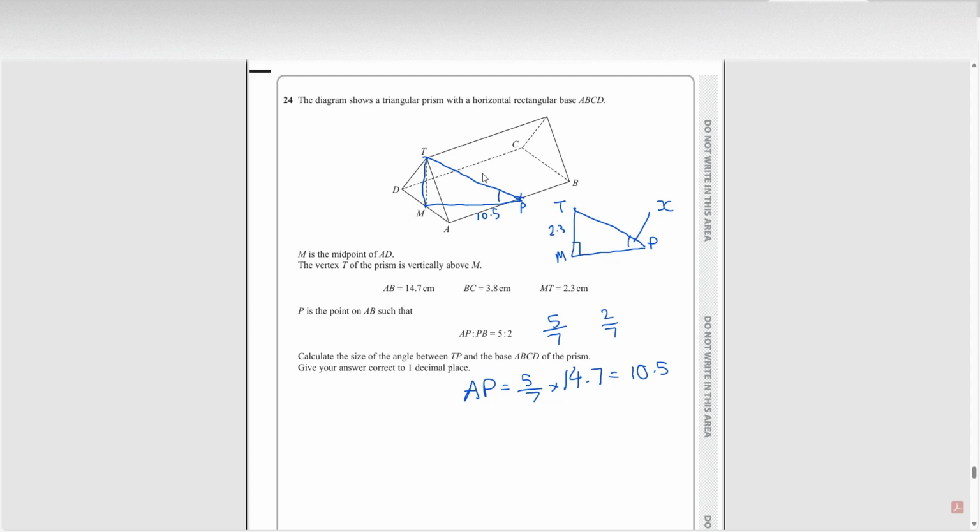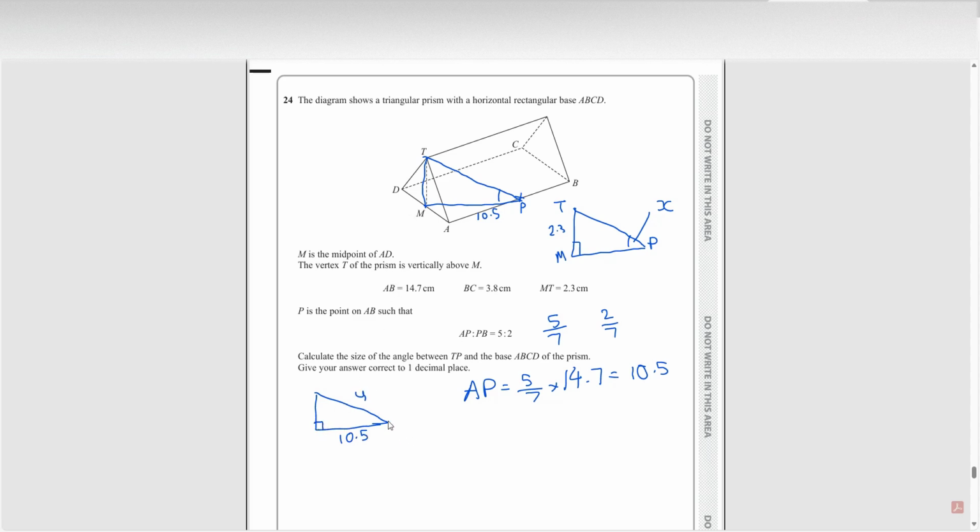So with 3D trig, it's usually a better idea to find out what MP is rather than try and find the hypotenuse. Not always, but often the hypotenuse can be a little bit harder to find than some of the others. So if we think about MP, we've actually got another triangle, MAP, at the bottom. So just draw it down like that. Okay, we know this is the 10.5. I'm going to call my unknown Y like that.